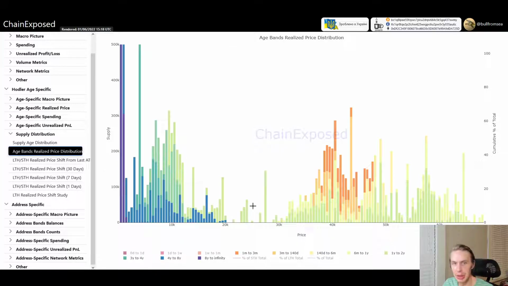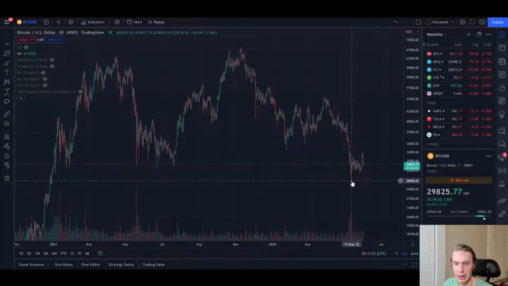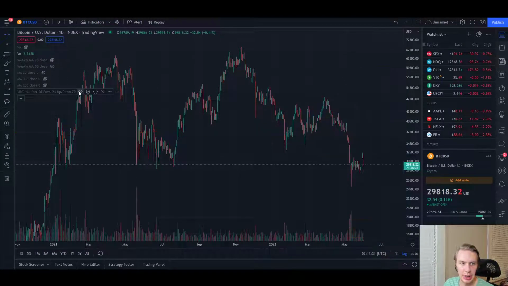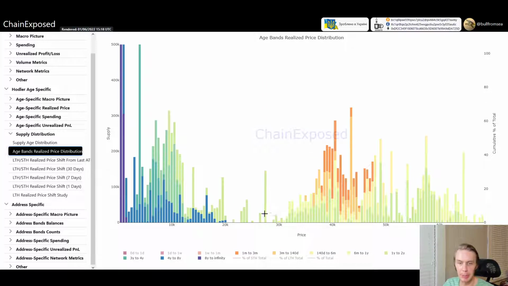So looking at that perspective, that was one of the things that made us think there shouldn't be a whole lot of support. So it's interesting that Bitcoin has caught itself, at least for now, in that kind of no man's land, where there wasn't a lot of support from a volume profile perspective down there, and there wasn't really a lot of support from a cost basis perspective either. So it seems like there might have been some other reason why Bitcoin got caught at that range.